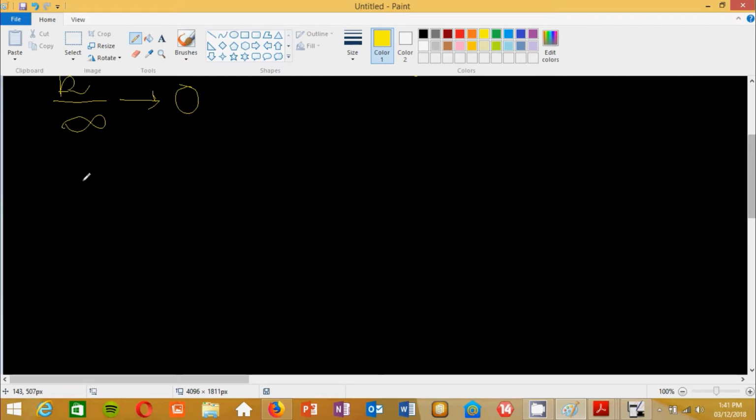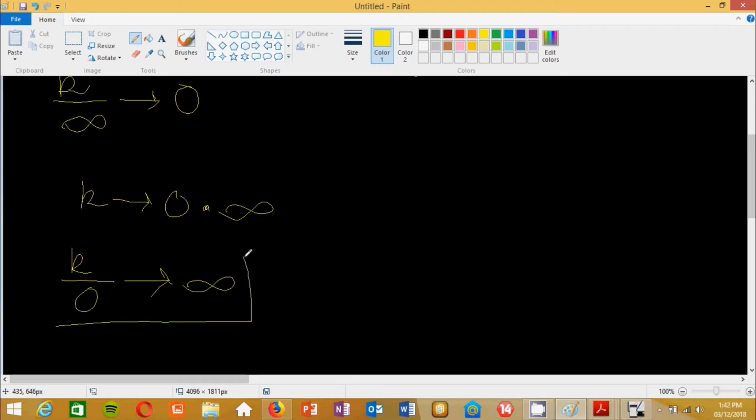So if you rearrange this entire thing here, you're going to have k approaches 0 multiplied by infinity, because you're simply cross multiplying, and then what you're going to have is k divided by 0 approaches infinity. This result is very important.